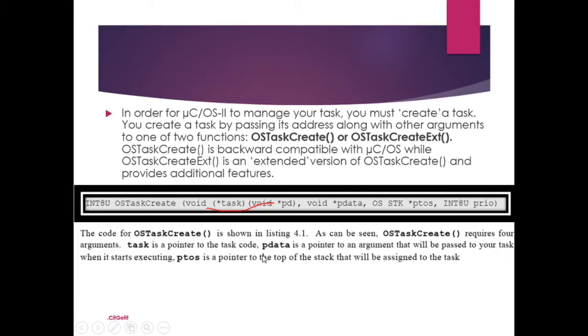So we can say that the following parameters are passed when we call the function OSTaskCreate. The first one is the pointer to the code of the task being created. The second one is an optional message data. The third one is the pointer to the top of the task stack, and finally we give the priority of the task. So what values will be returned when we call this function from some other task?